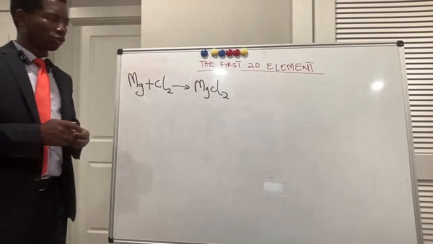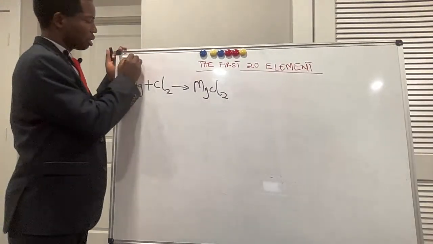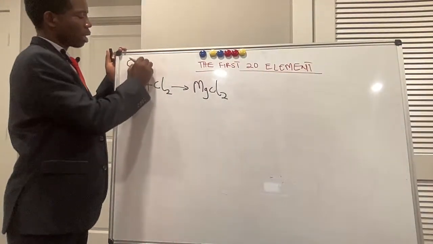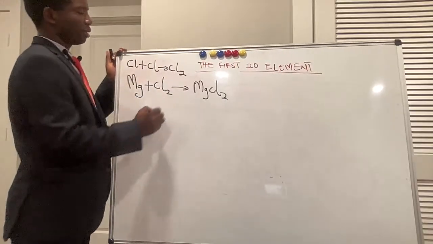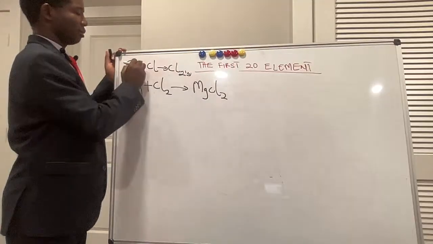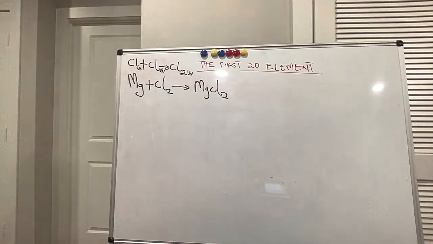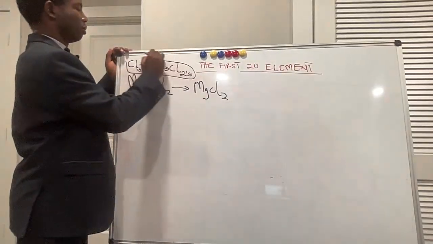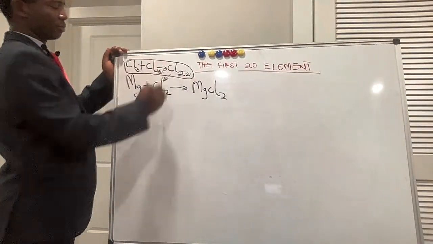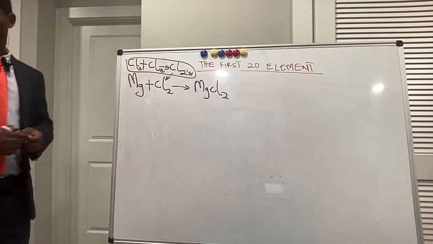Now, let's look at this reaction together. One atom of chlorine is not stable. It combines with another atom to form chlorine gas. They are not stable alone. If you combine with another, now you can see that the reaction is even balanced from here. So that is why we have this chlorine.